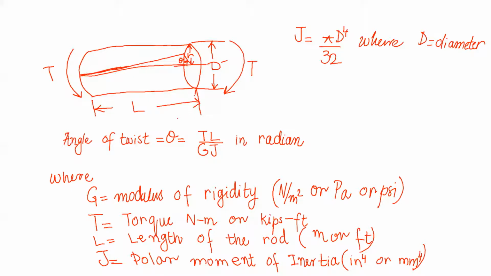Hopefully it will be clear to all of you, and I am moving towards the formula of maximum shear stress. So let's change my slide, and here is tau maximum, or you can say maximum shear stress, which is equal to TR over J.